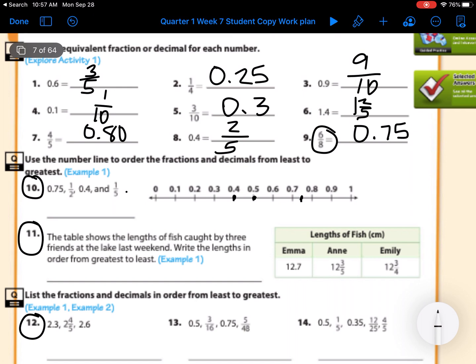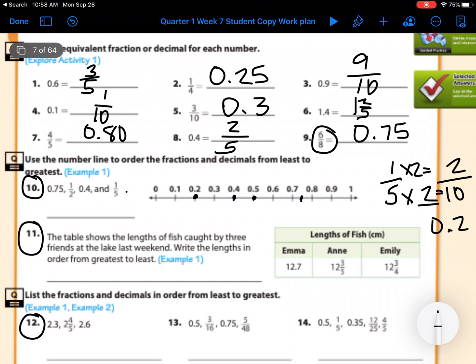That's super easy. Now 1/5, that's going to be pretty difficult because we need to get our denominator to be 10. Because these are all in tenths. 5 times 2 equals 10, so 1 times 2 equals 2. If I have 2 tenths, I'm going to write that as a decimal, 0.2. So that goes right here.